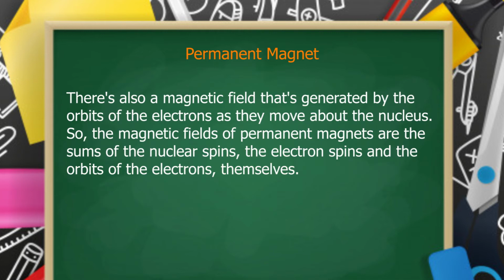There is also a magnetic field that is generated by the orbits of the electrons as they move about the nucleus, so the magnetic fields of permanent magnets are the sums of the nuclear spins, the electron spins, and the orbits of the electrons themselves.